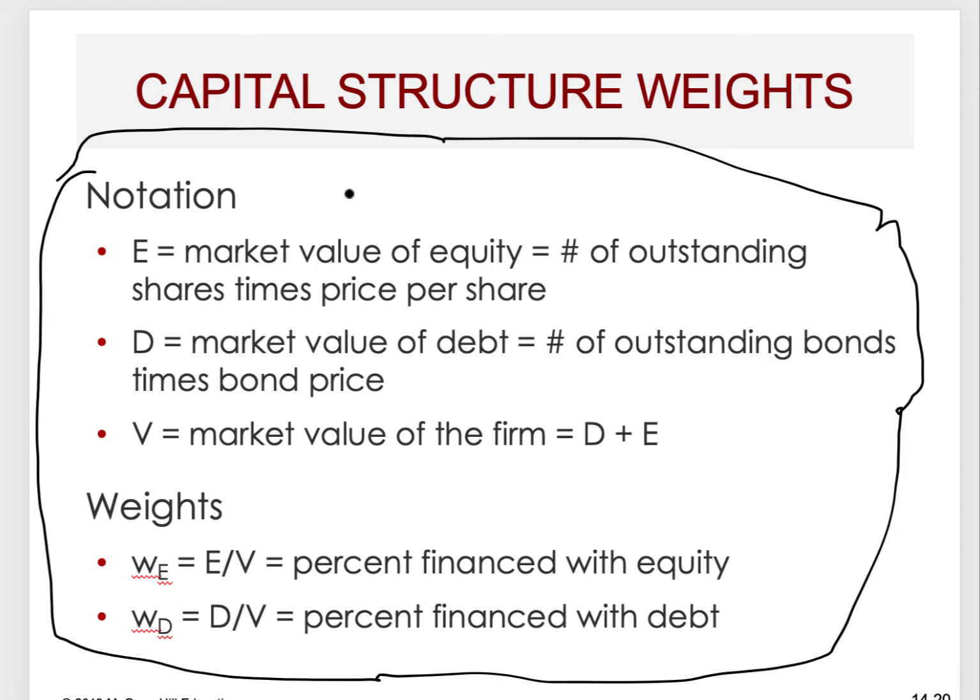Then we have weights, right? There are 2 weights we have to worry about: the weight of equity versus the weight of debt. How do we calculate the weight of equity? It's simple. We take E, the market value of equity, divided by V, the total market value of the firm. That's the percent of the firm that's financed with equity. We do the same exact thing with debt. For the weight of debt, you take the market value of the debt divided by the market value of the entire firm. That tells us the percent of the capital structure that's financed with debt.